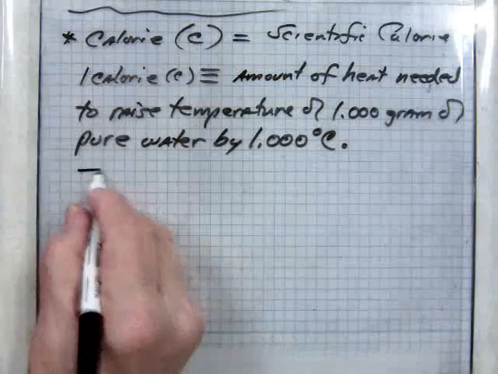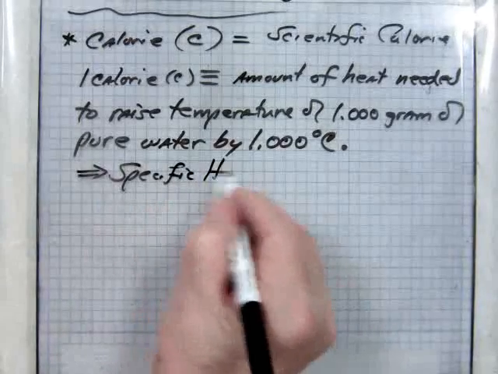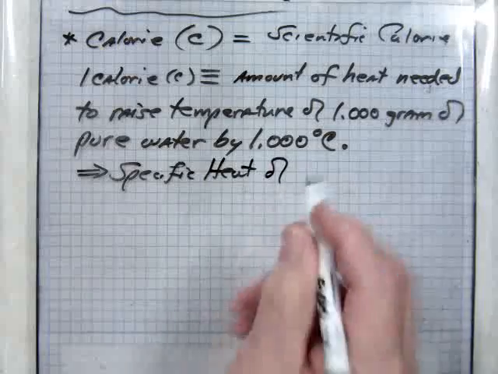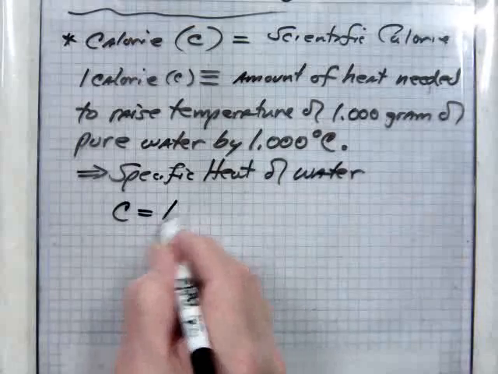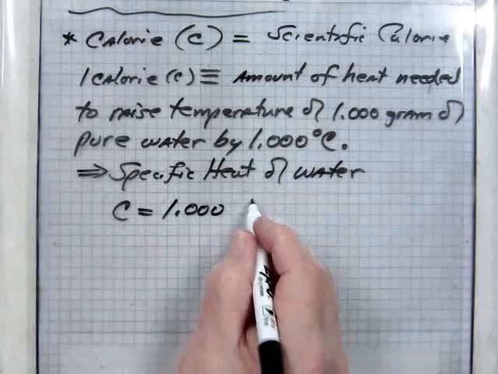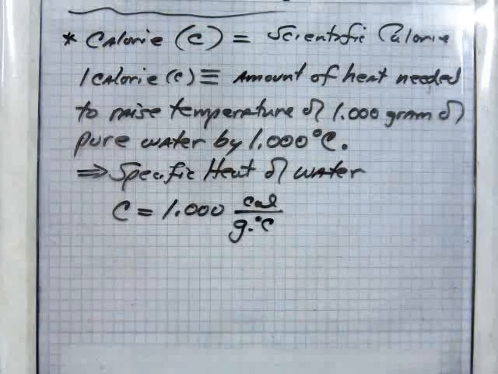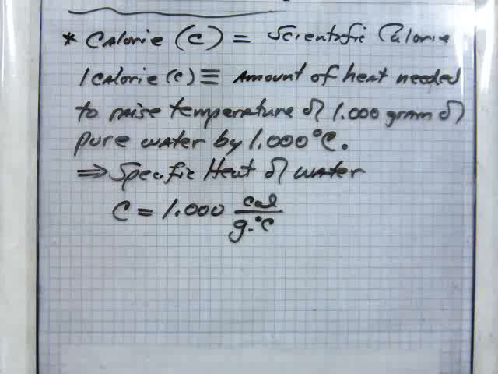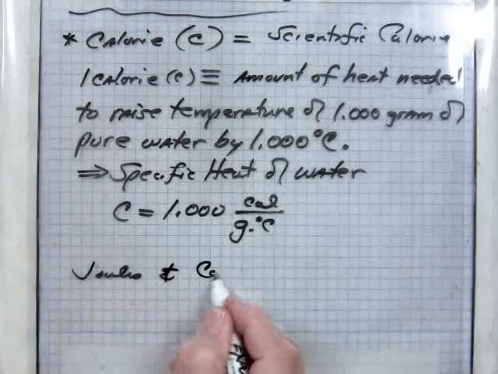And that's also called the specific heat of water, and has C equals 1.000 calories per gram degree C, which is the way that is typically listed. So we have 2 energy units that we typically have to deal with in our course right here, and that's joules and scientific calories.